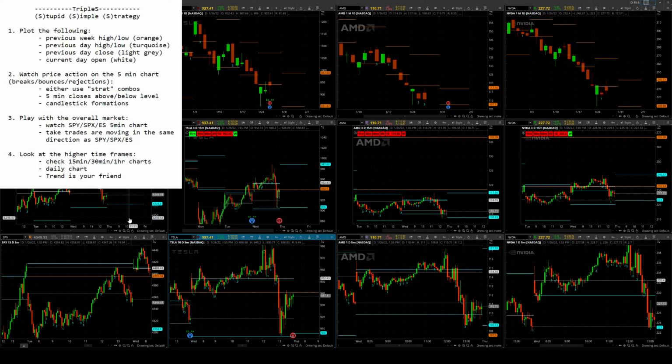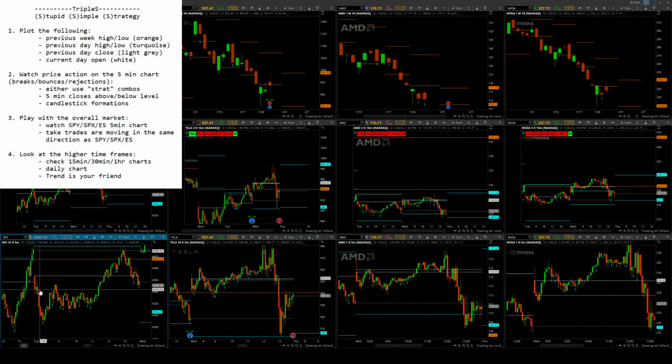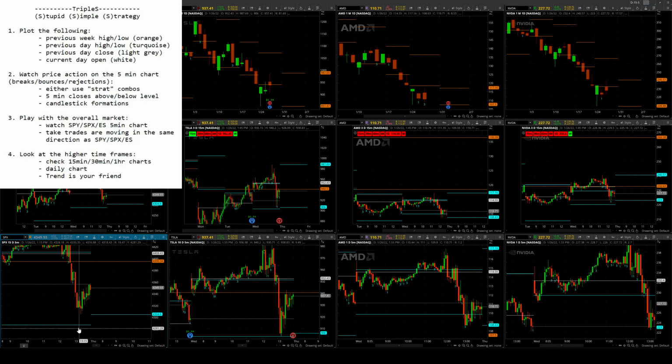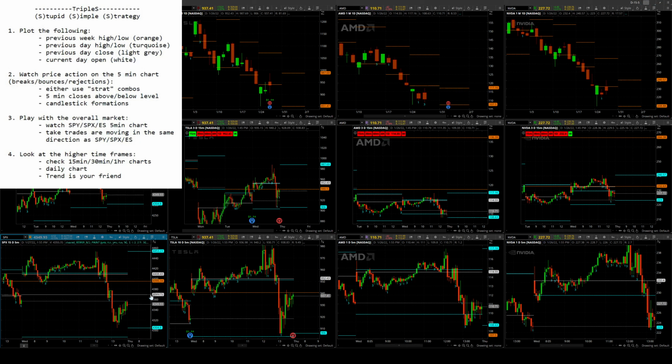So a couple of the rules you want to follow is play with the overall market. So we have SPX here. If SPX is tanking, you don't want to be going long. If it's going long, you don't want to be going short. That'll just increase your chances of being wrong, and you don't want to do that. You also want to look at the higher time frames. If we're trending down on Nvidia daily, you're not going to be wanting to go long most of the time, unless it's for a quick scalp. You just want to play with the higher time frames.